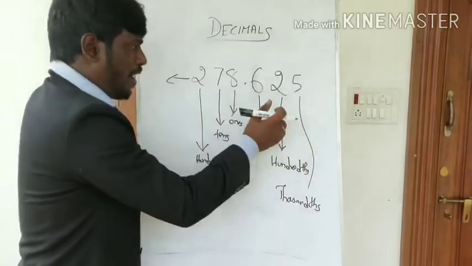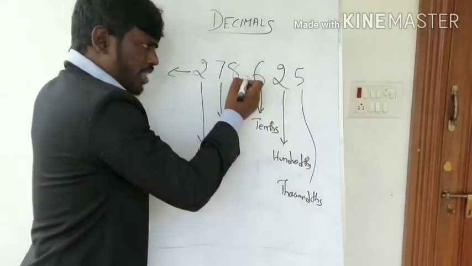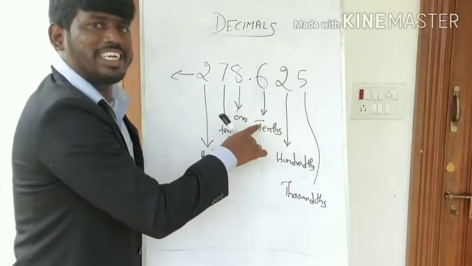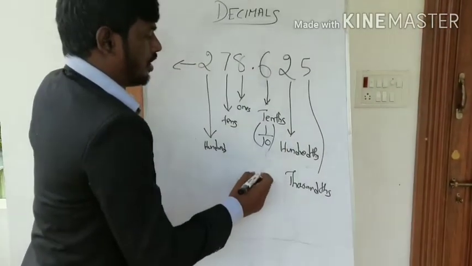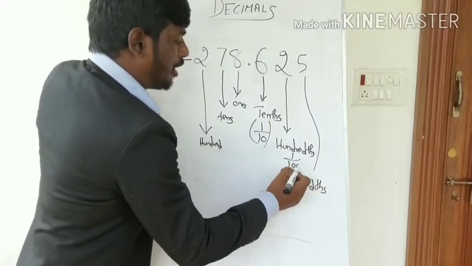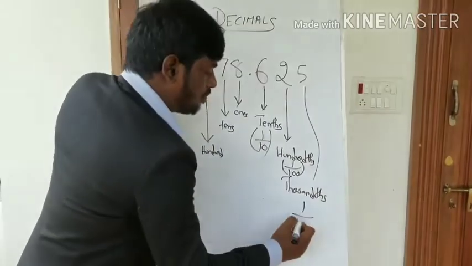Same for the decimal part: the first number after the point is called tenths, which we also write as 1 by 10. Then hundredths, 1 by 100. And thousandths, 1 by 1000.